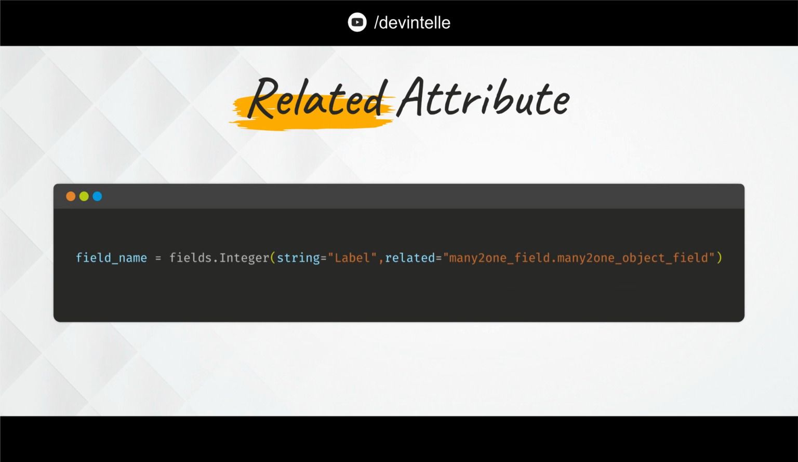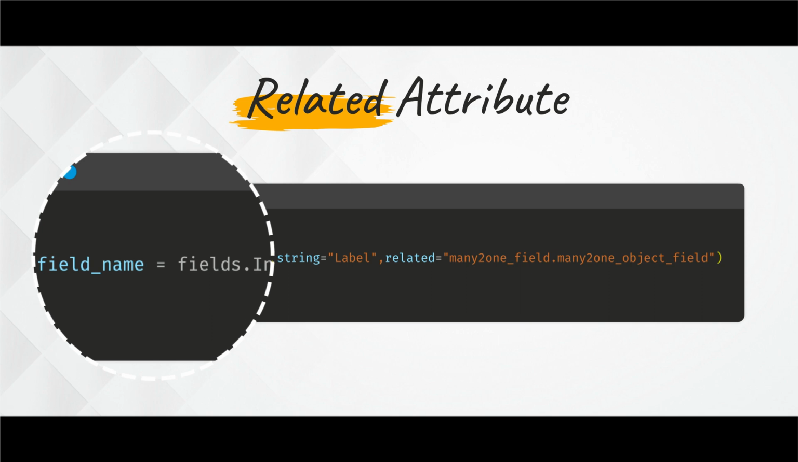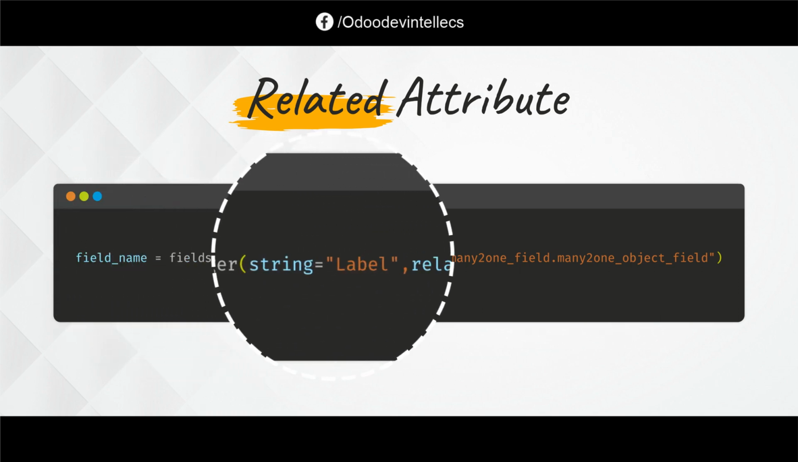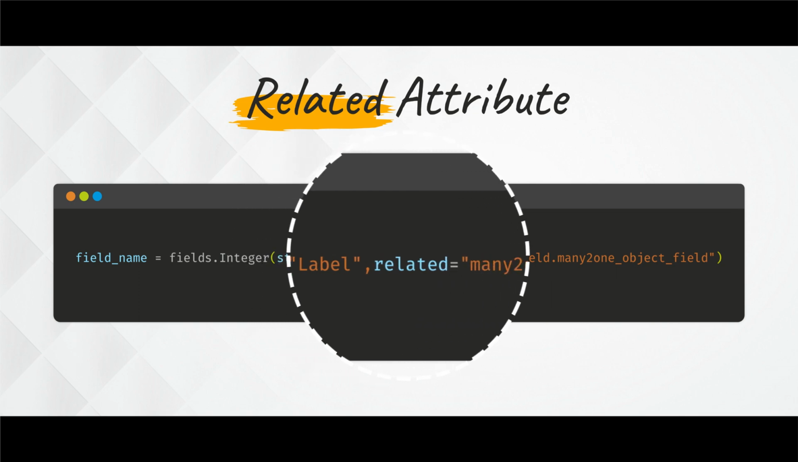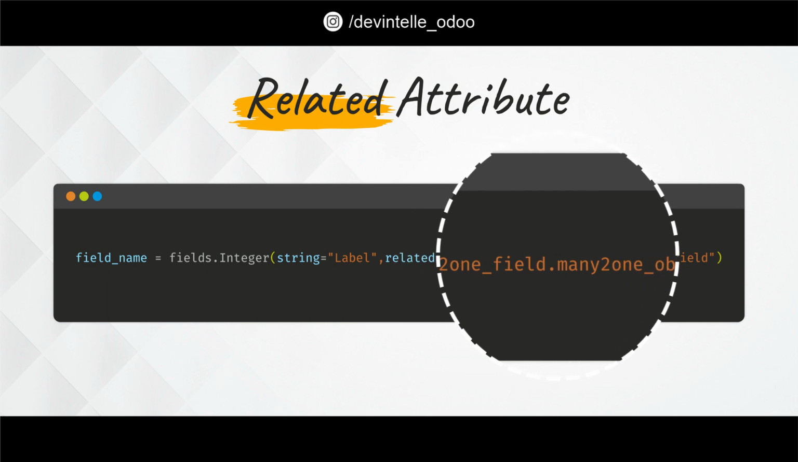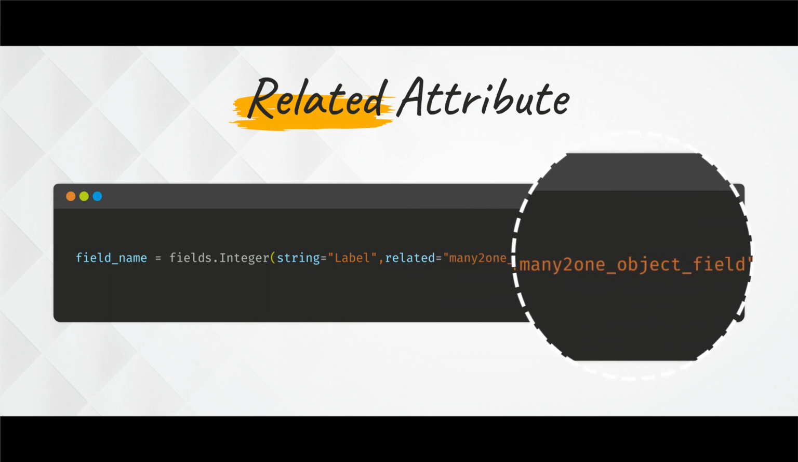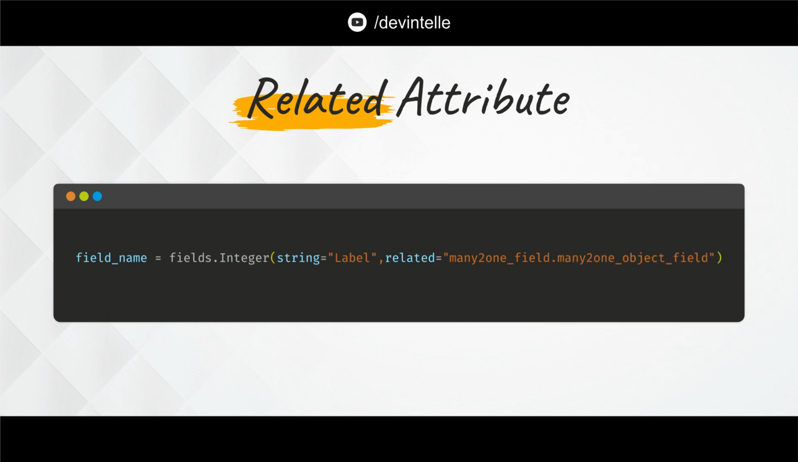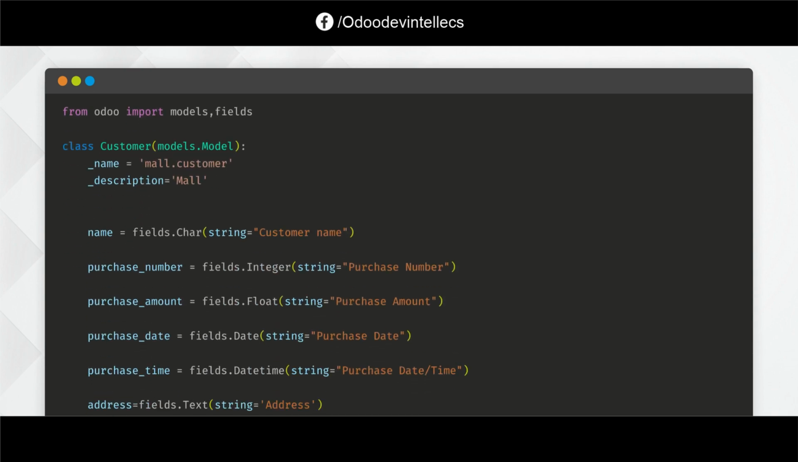Syntax of related field: first we have to write the variable field name is equal to fields.field type, then give the string, and in the attribute related we have to write many-to-one field that we create in same object, then dot many-to-one object field. This works like an onChange method. If we select many-to-one field, then this field value is automatically accessed. So let's see by the example.